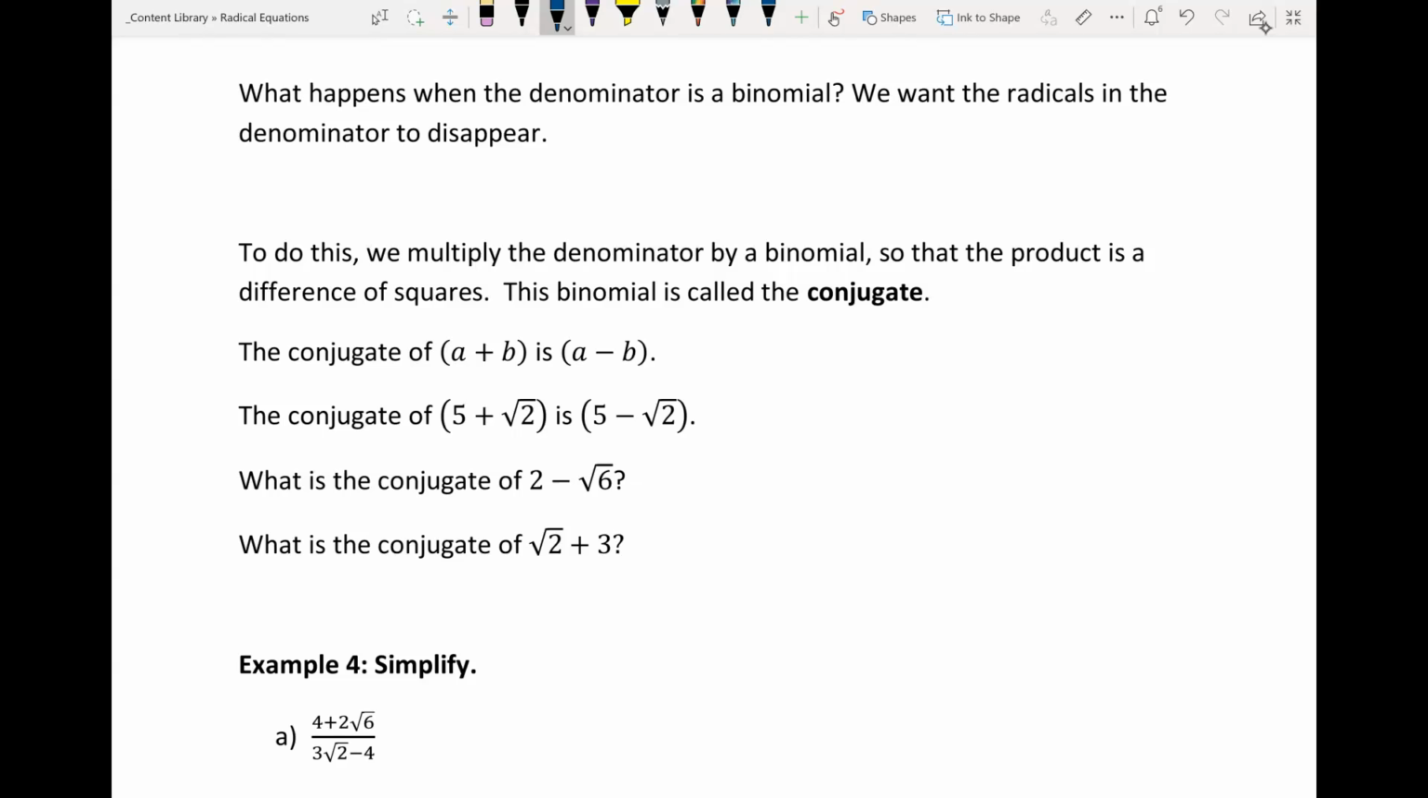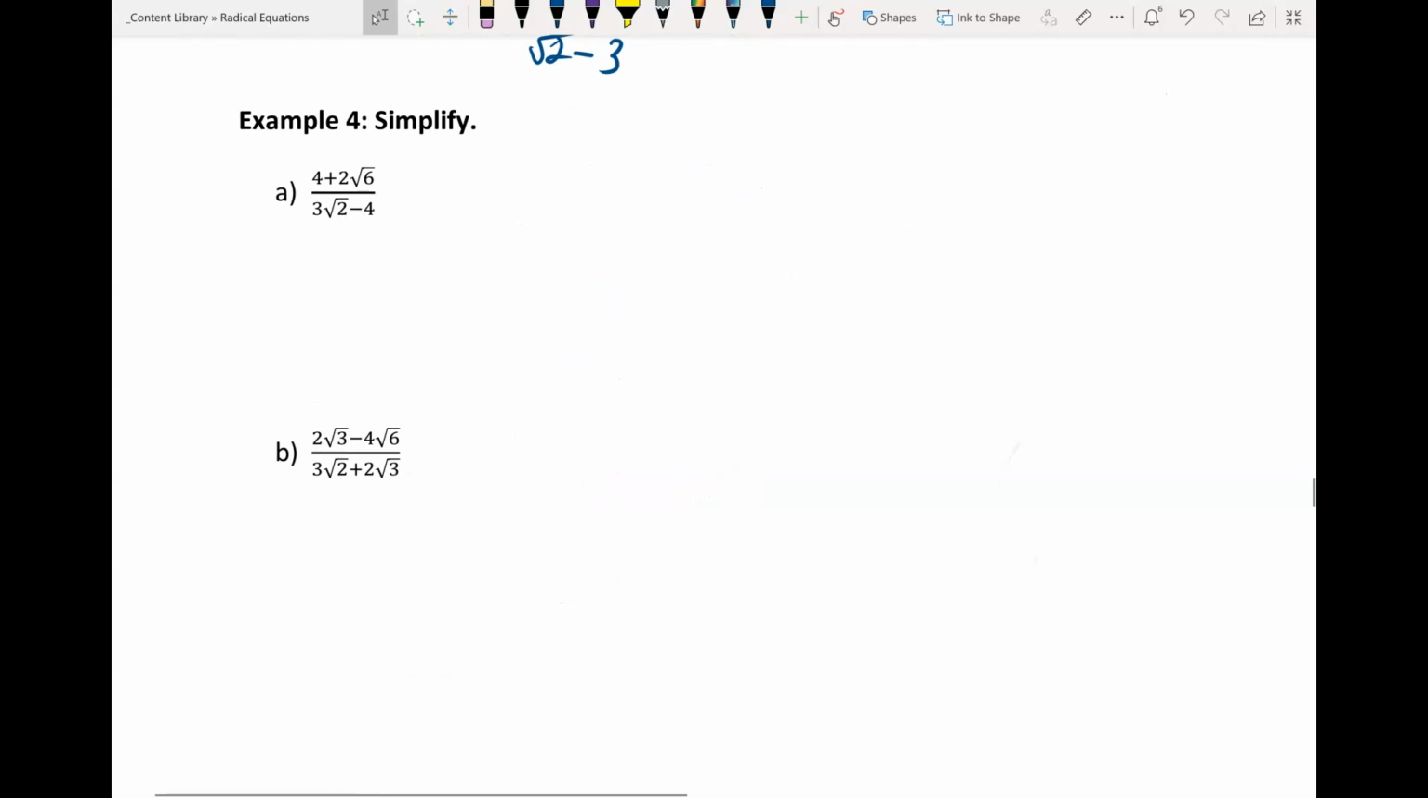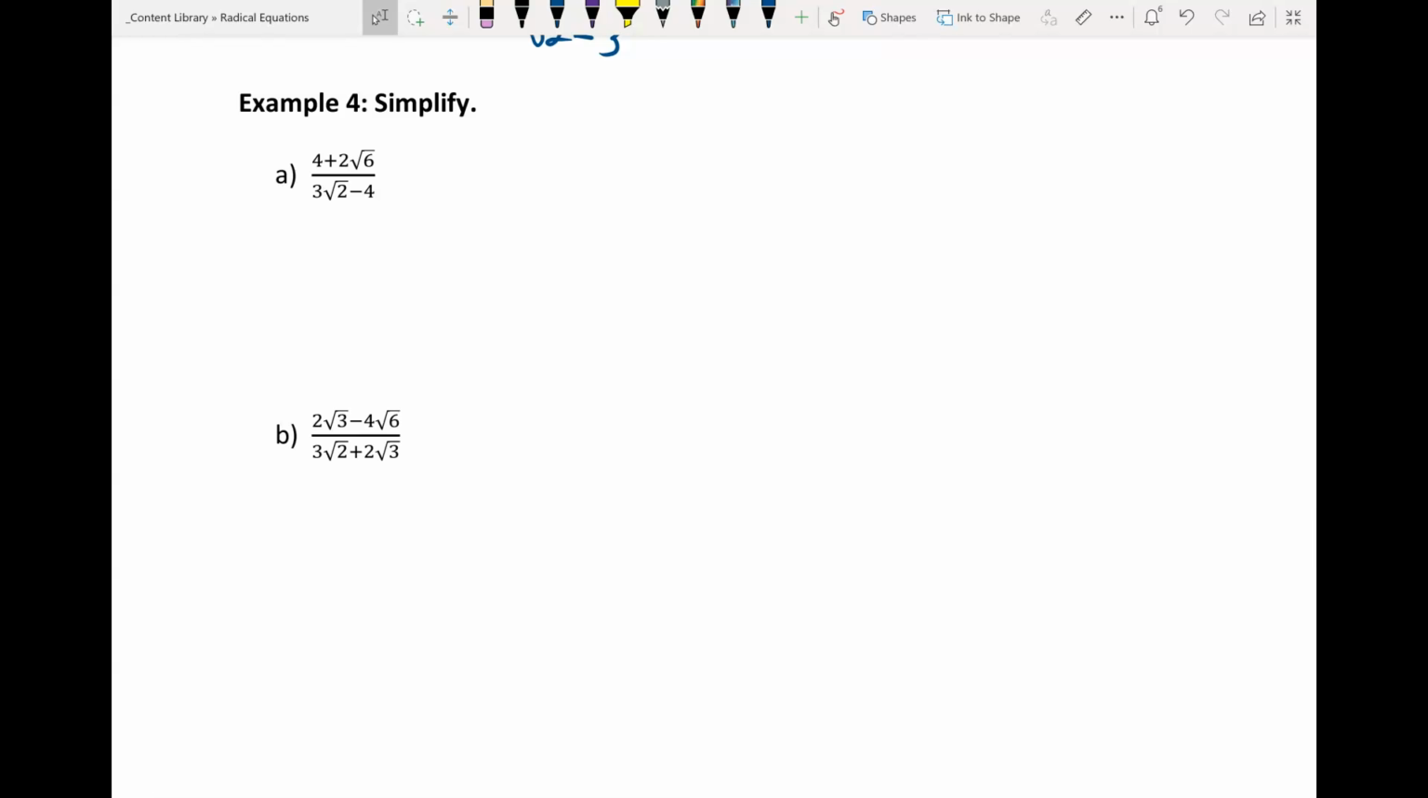The conjugate of 5 plus root 2 is 5 minus root 2. So the conjugate of 2 minus root 6 would be 2 plus root 6. The conjugate of root 2 plus 3 would be root 2 minus 3. So all we really do is change the sign in the middle to find the conjugate. So let's do our next two examples here.